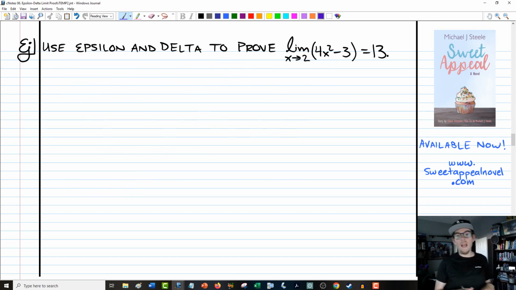So our last question asks us to do effectively the exact same thing. We want to find a particular delta so that we can connect closeness in y to closeness in x. The difference is we're not using a line anymore. Now we're using a quadratic function. We want to show that the limit as x approaches 2 of 4x squared minus 3 is equal to 13. And that's just a different ballgame than what we were doing before.